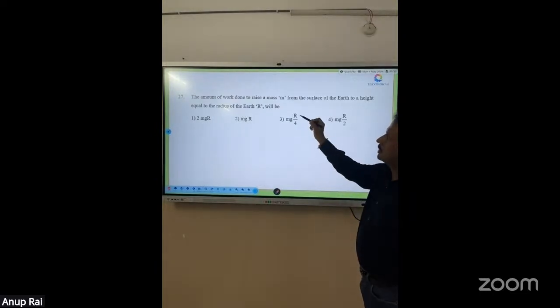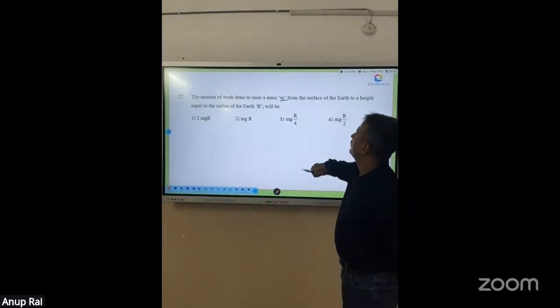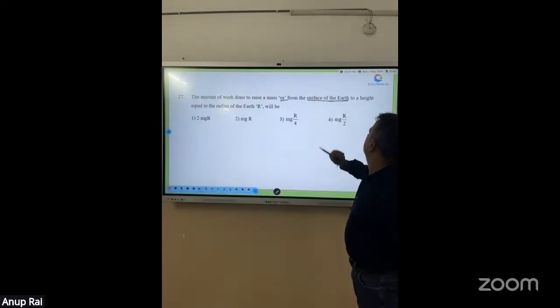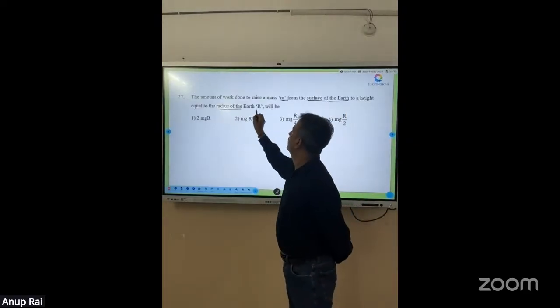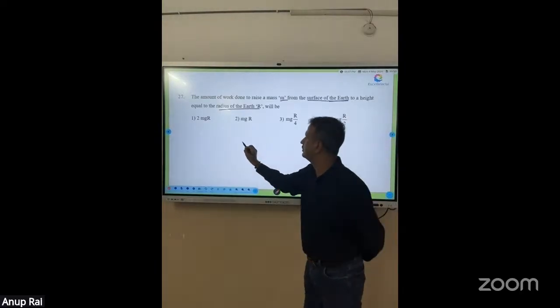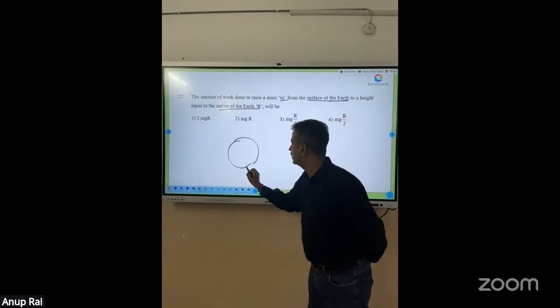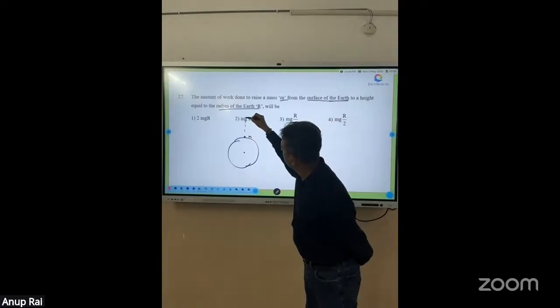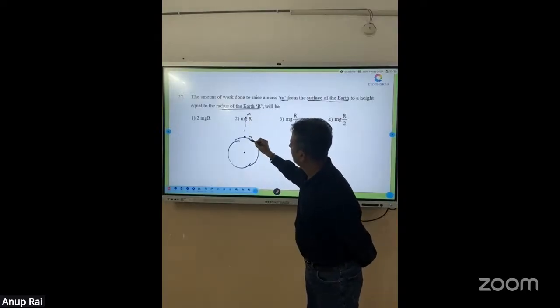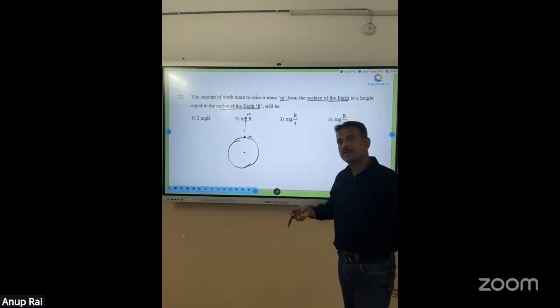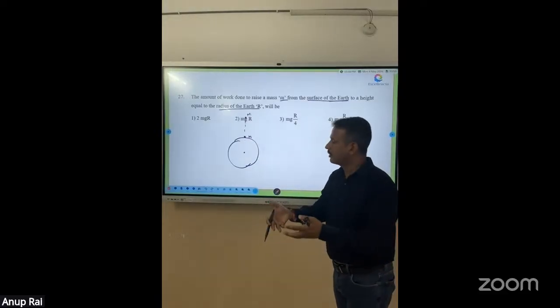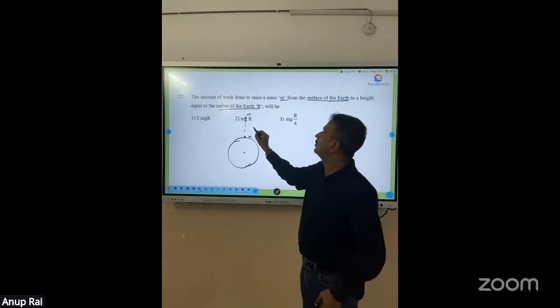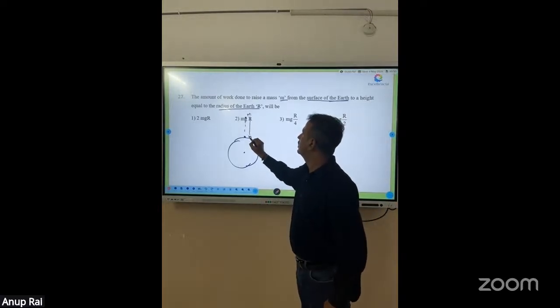The amount of work done to take a mass m from the surface of the earth to a height equal to the radius of the earth. Okay, so the situation is like that. If this is the earth, you are taking a mass from here, from the surface of the earth to a height equal to R. So if you are an external agent and you are taking a mass m from the surface of the earth to this height, measured from the surface.